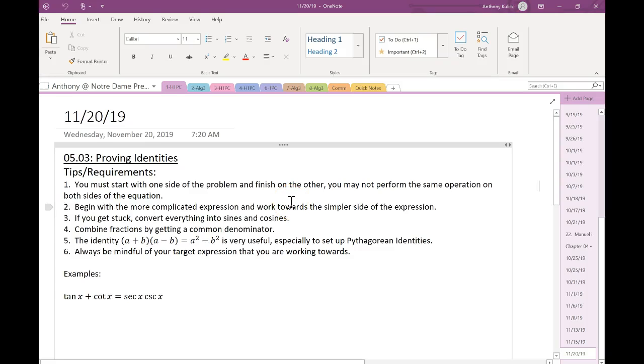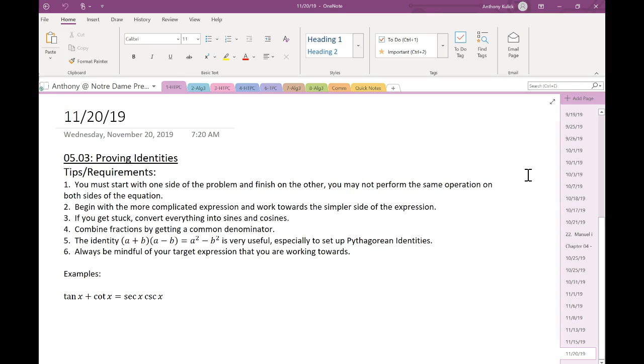So in section 5.3, we're going to talk about proving some trig identities. I just want to start by going through 6 tips or requirements.